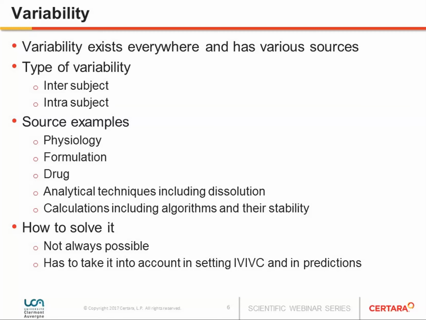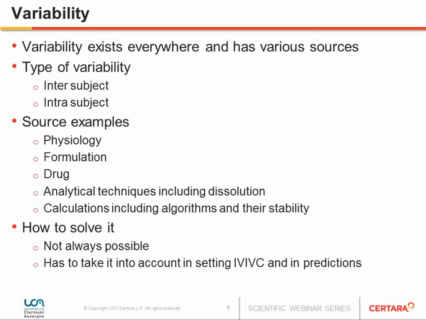between people, or even within yourself for highly variable drugs, the liver function is going to play a huge role. You can have the formulation, which can be a source of variability. Your drug itself, that means the API. Of course, the analytical techniques that you are going to use for the dissolution, but also for the bioanalytics. And you must not forget that all the algorithms also have some errors inside, and that means when you compute something, you will have an error which can be linked with the algorithms and their stability.